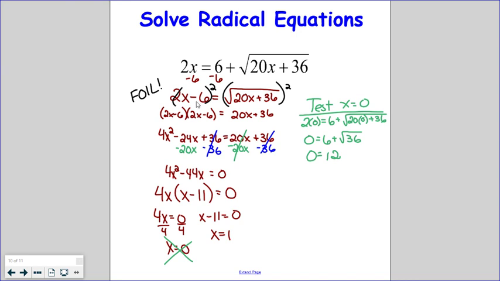Your two answers are completely unrelated. You might end up throwing out both. You might end up keeping both. You can throw out one and keep the other, which is why we will always have to test each one individually. So then I test x equals 11. Again, because of the phrase check for extraneous solutions, I plug in 11.